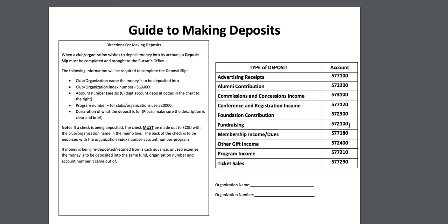It's always going to be 520000. And a description of the deposit that's being made. So you would include the date of the bake sale or the date of the meeting or dues, whatever it may be, that describes what this deposit is for.